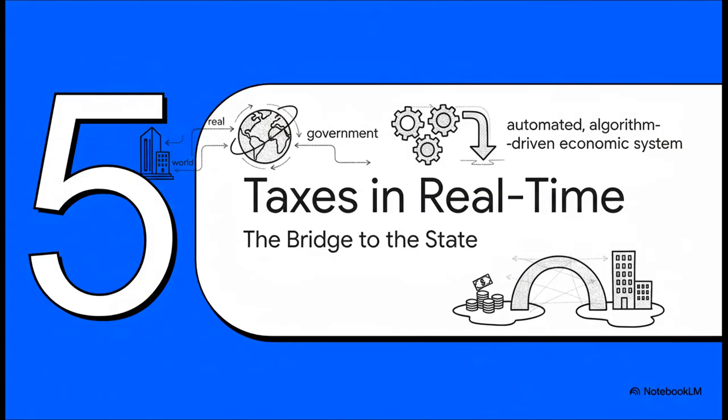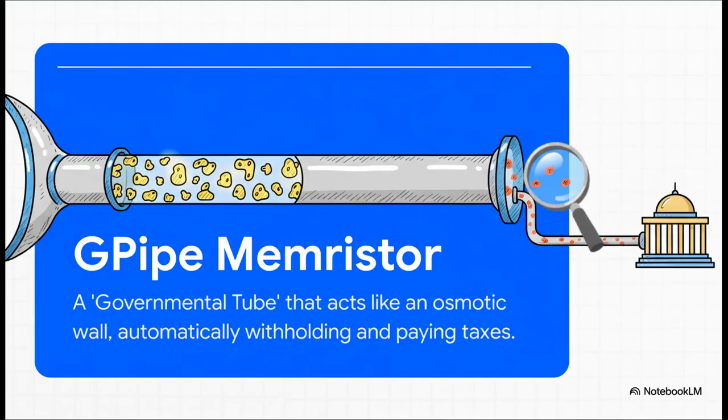Okay, I know what you're probably thinking. This all sounds fantastic, maybe a little too fantastic. What about Uncle Sam? How does any of this work with the real world of government and taxes? Well, the protocol has a really elegant answer for that too. It's called the G-pipe memristor.